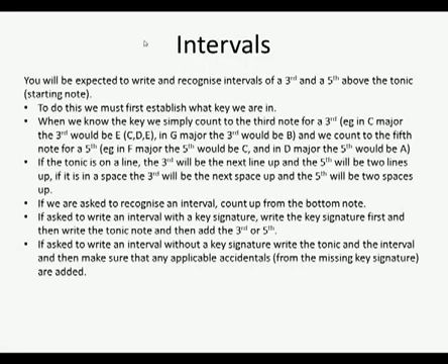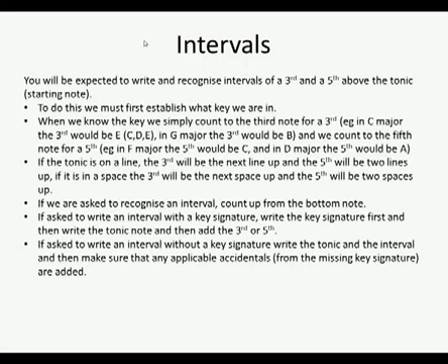Okay. Now, an easy way to do this is if the tonic is on a line, the third will just be the note on the line above it. And the fifth would just be the note 2 lines above it. And if it's in a space, the third will be the note on the space above, and the fifth would be the note 2 spaces above. If we are asked to recognize an interval, just count up from the bottom note, and you'll be able to see if it's a third or a fifth.